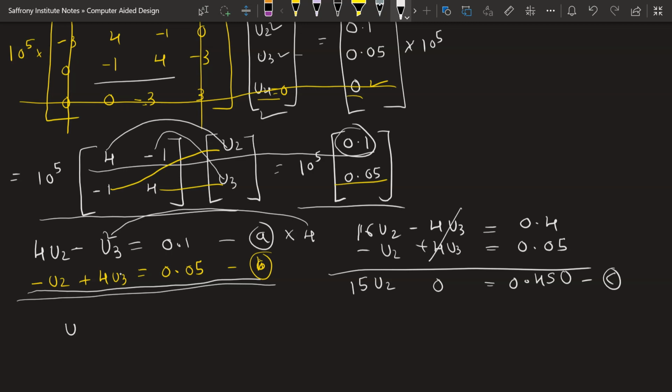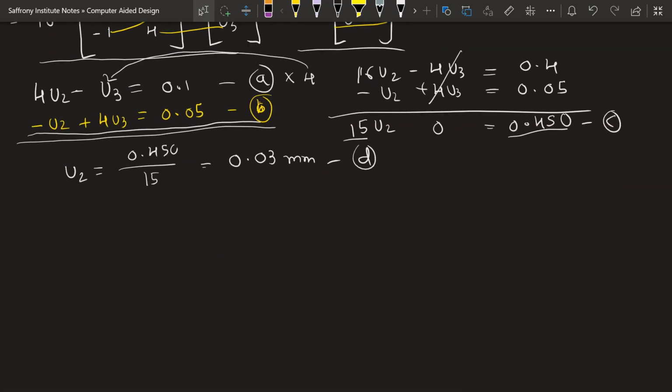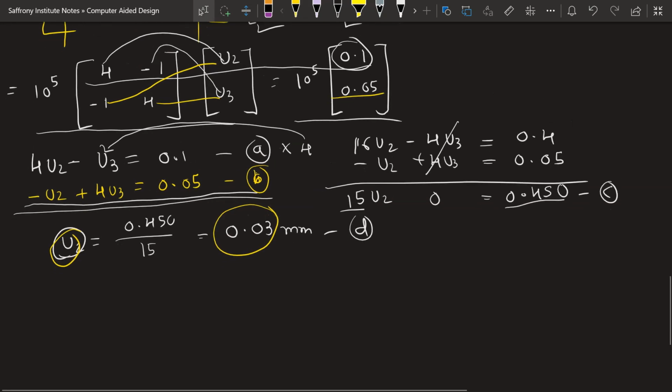By simplifying this equation C, I will get u2 is equal to 0.450, which is here, divided by this 15. So the answer will be 0.03 mm. Okay, so this will be the D value. Now simply I will place this value of u2, which is 0.03, into any of the equations. I am just choosing this equation as a standard. So next I'll write 4 u2.